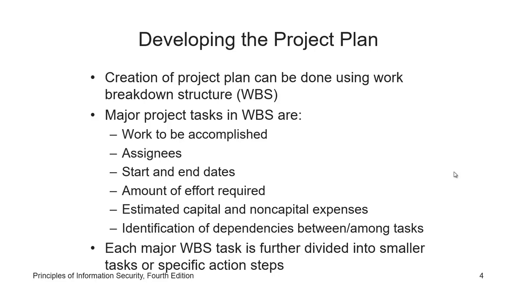The assignees, and those are the resources needed to accomplish each task, the start and end dates for each activity or for each task, the amount of effort required to accomplish that task, and the estimated capital and non-capital expenses, the money needed to accomplish that, and then the identification of dependencies among the tasks. That means which one will come first, or can I finish activity 3 without finishing 2? Can I start 2 activities at the same time, parallel, concurrent? All that should be identified so I can start the work and make sure that I will accomplish it properly. Each major work breakdown structure task is further divided into smaller tasks or specific action steps, subtasks.